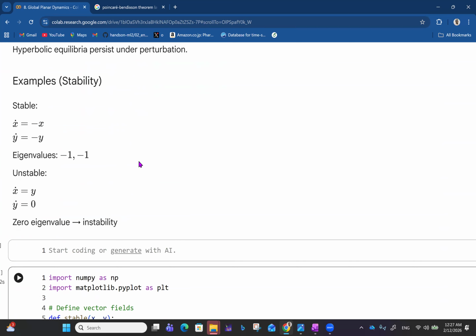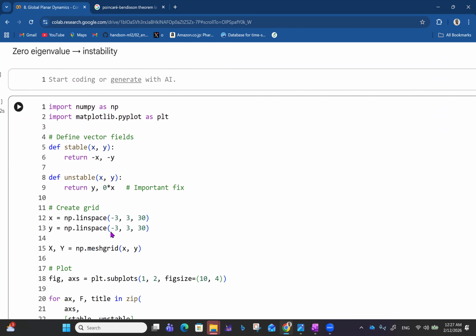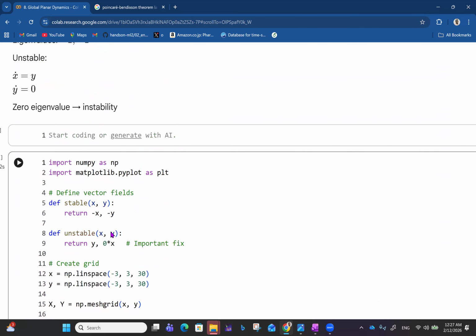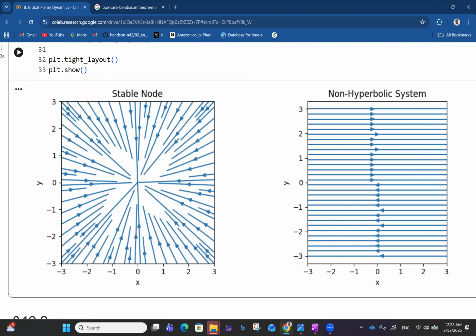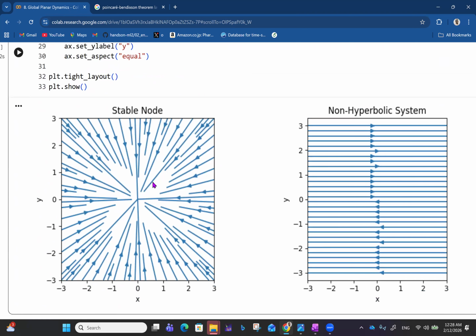But then the eigenvalues are minus 1 and minus 1. That means you have a stable equilibrium. Whereas in this other case, you have instability like that. So look at this. 0, 0 is stable because you have all the streams flowing into it. So it's a stable node.